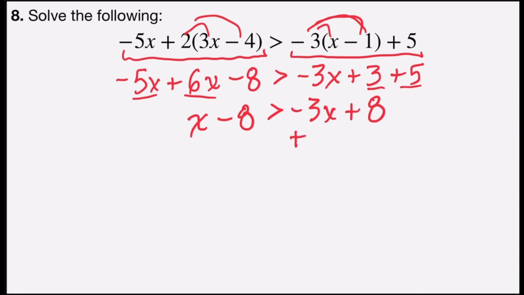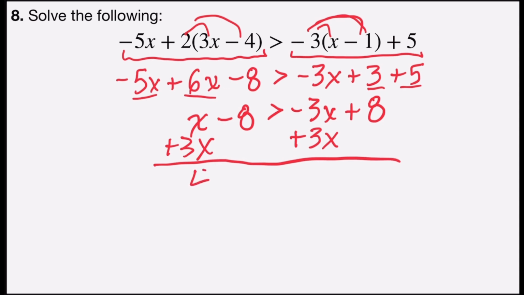And so I'm going to eliminate the variable term on the right side by adding the opposite, which would be positive 3x. And so 1x, or x plus 3x, is 4x minus 8, is greater than negative 3x plus 3x is 0. 0 plus 8 is 8.